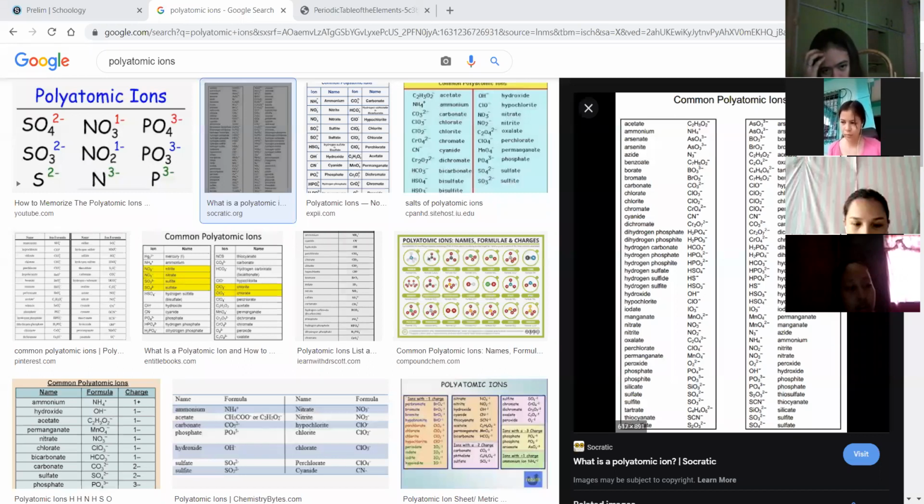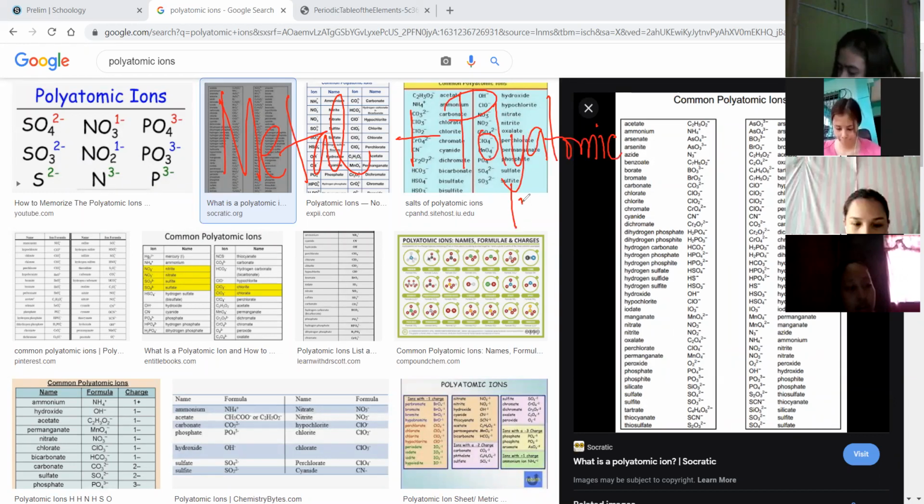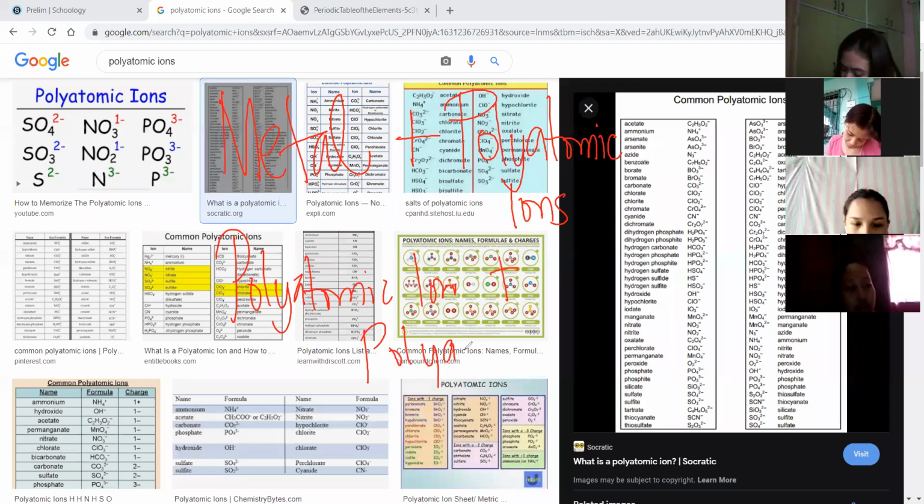We need these polyatomic ions because we have lots of compounds that are a combination of, for example, a metal plus a polyatomic ion. We have many compounds like that. It is very important for you to know what these polyatomic ions are.